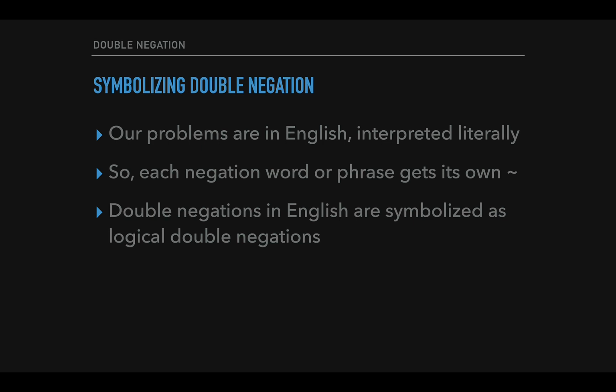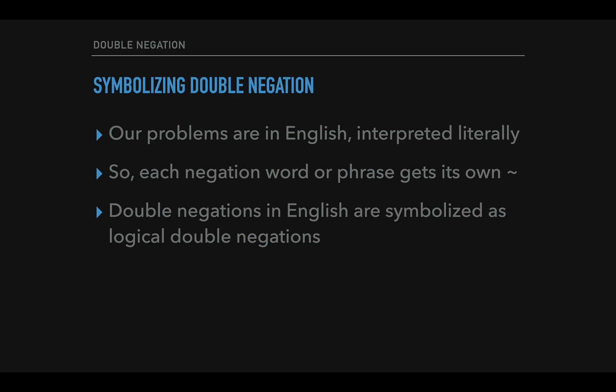What that means is that each negation word or phrase gets its own negation symbol. And so a double negation in English is going to be symbolized as a double negation in, not in Spanish, in logic. So a double negation in English is going to be a double negation in the logical language. So if we had "I don't have nothing," that would be two negation signs in the logical language.